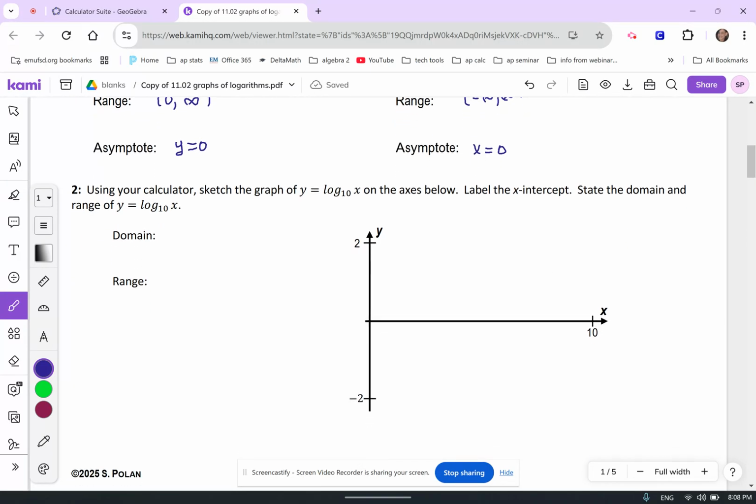So we just graphed exercise 1 manually, but you can use GeoGebra or any graphing calculator. And we're going to graph the common log, which has a base of 10, so log base 10 of x, and we're just going to sketch that graph on this grid, and we're going to label the x-intercept and state the domain and range of that function.